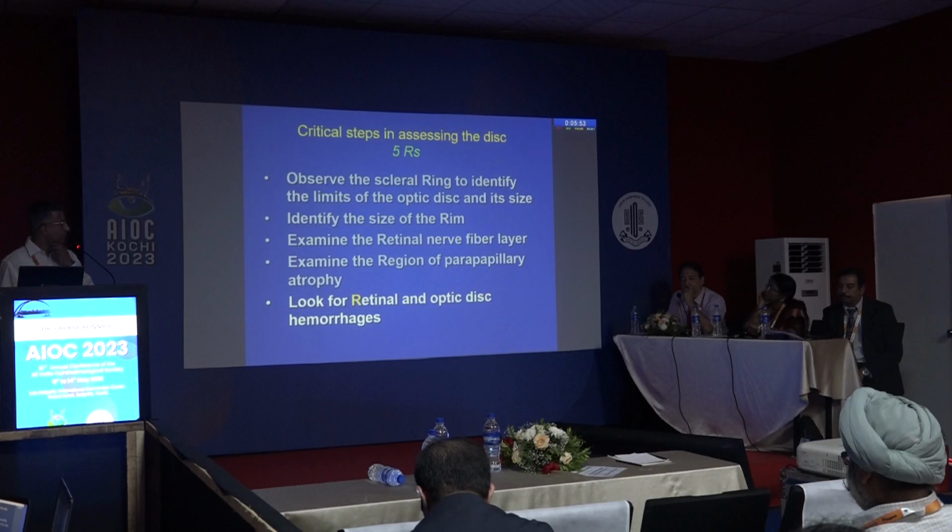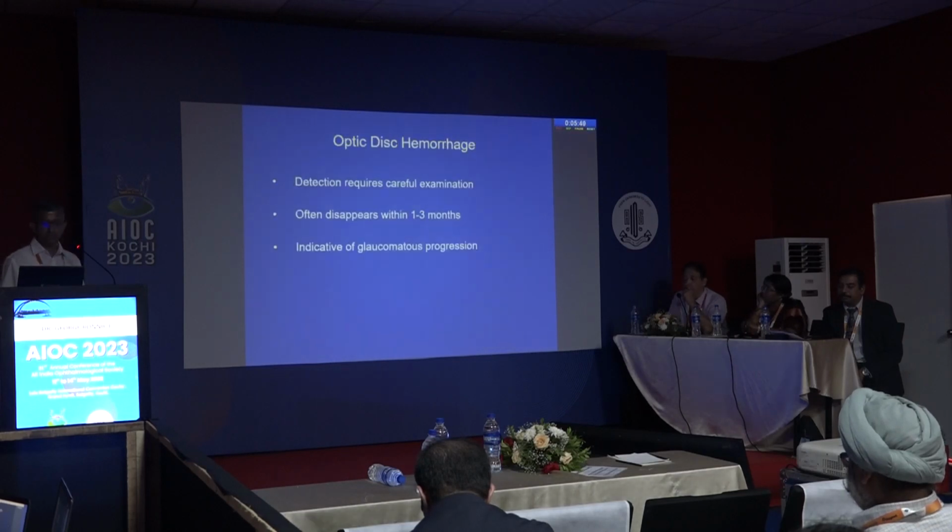The next thing that you look for is the retinal and optic disc hemorrhages. And here, what you need to realize is that they're not permanently there. They come and they go. They often disappear in 1 to 3 months. And this can indicate future glaucomatous progression, at least in Indian eyes.